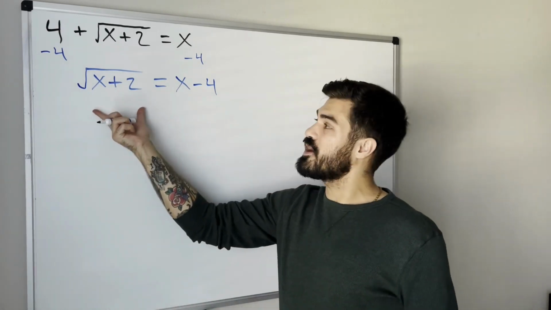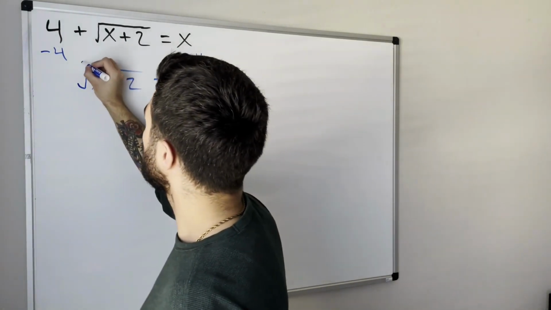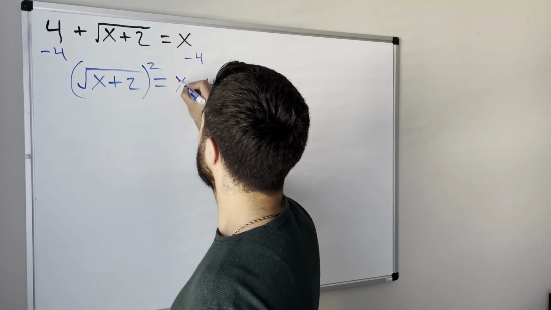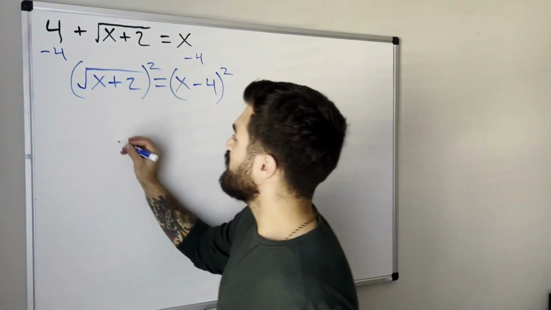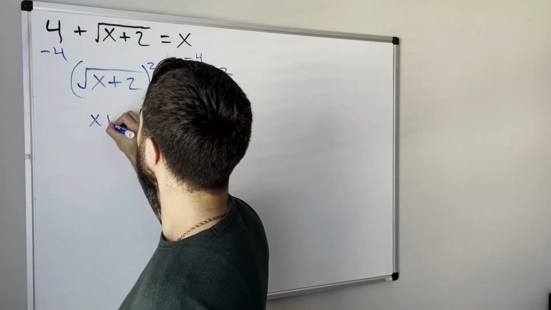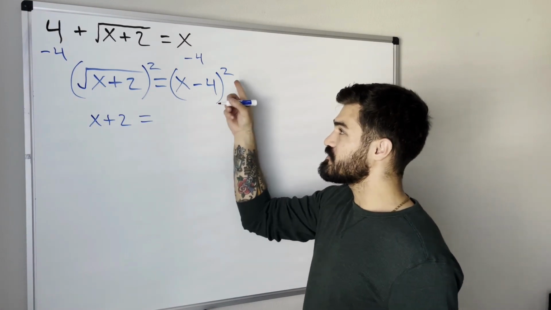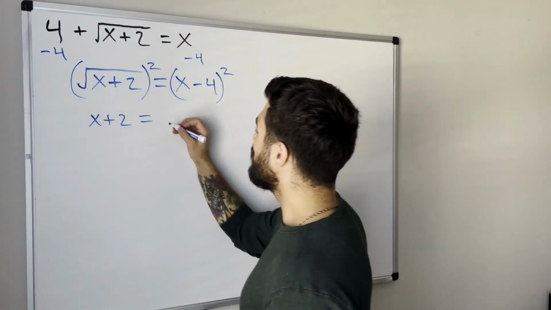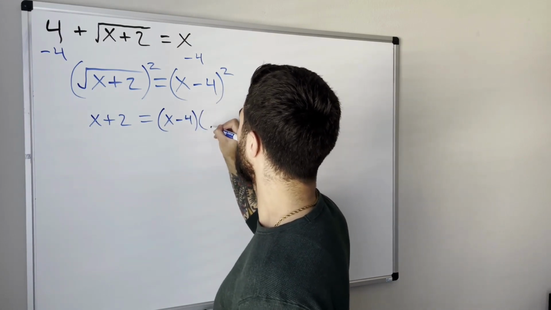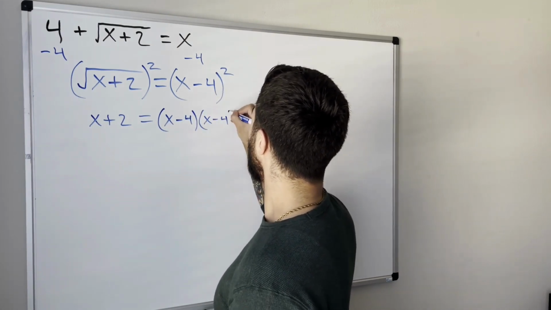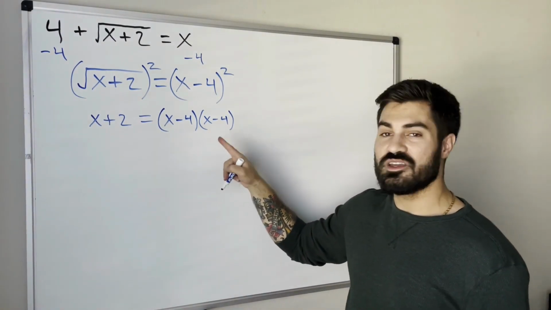Now let's get rid of this square root. Since it is a square root, we are going to square both sides of the equation to get rid of it. So the square root and the square cancel. We're left with x plus 2 on the left-hand side, and on the right-hand side, we have this x minus 4 squared, which you can write out as x minus 4 times itself. So you can write out actually 2 of these x minus 4 terms, and then you can multiply them out, or FOIL, if that's your thing, FOIL them out to get to the next step.